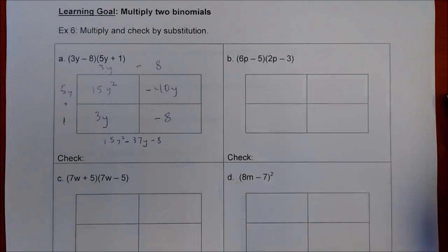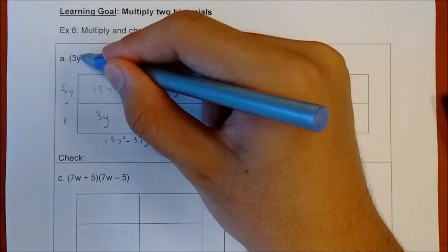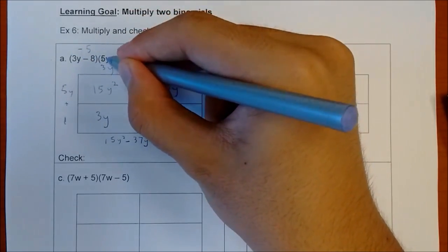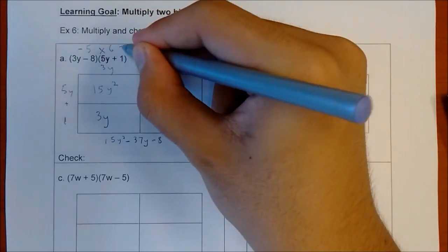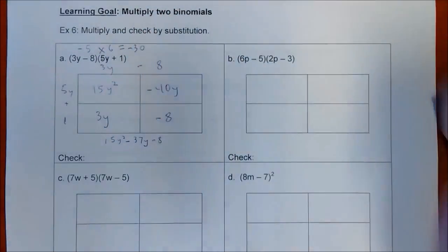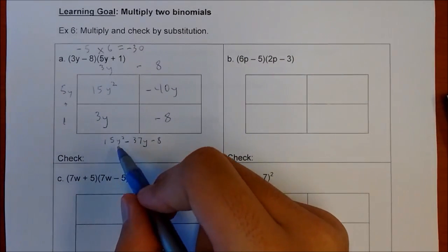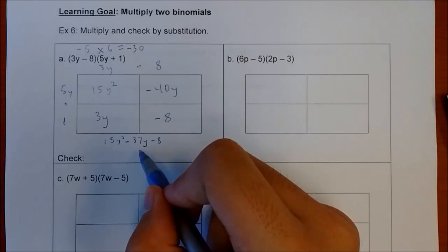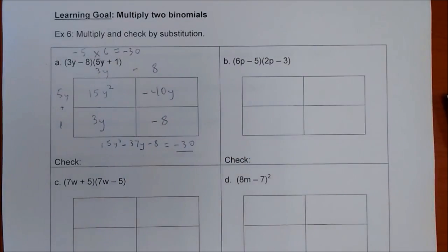And to check this, we can substitute in 1 here at the top, and we have 3 times 1 minus 8 gives us negative 5, and 5 times 1 plus 1 gives us 6. They multiply to negative 30. And then here we have 15 times 1 squared is 15, minus 37 times 1 gives us negative 22, minus 8 is equal to negative 30. So now we can be reasonably sure that our answer is correct.